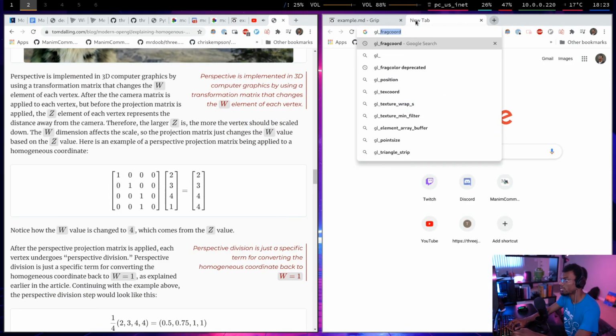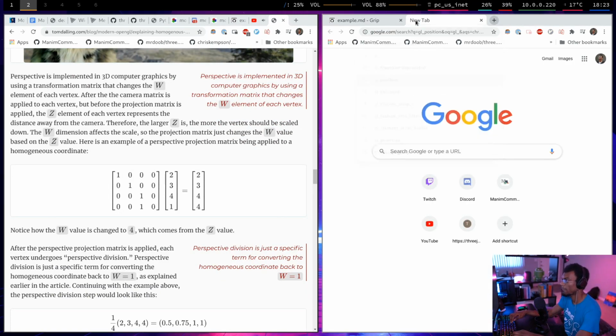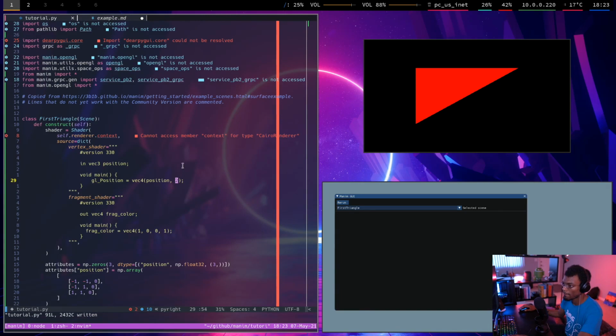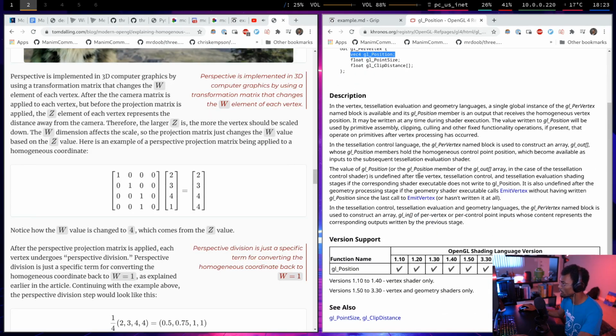So if I look at gl_Position, this is a vec4, which is the only reason that it needs to be a vec4 in OpenGL. And so why is that the case? In the vertex, tessellation evaluation and geometry languages, a single global instance of the gl_PerVertex named block is available, and its gl_Position member is an output that receives the homogeneous vertex position.